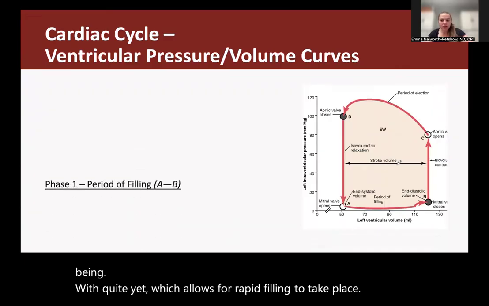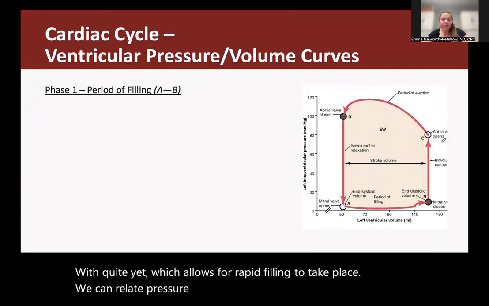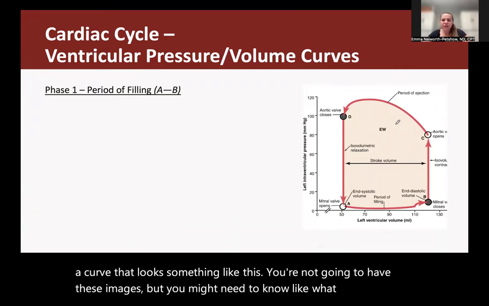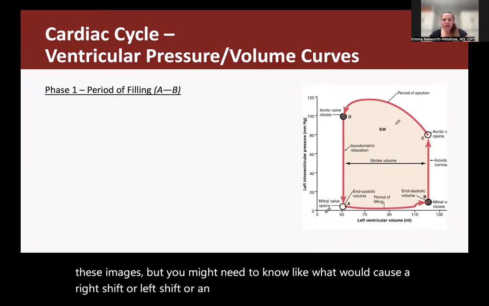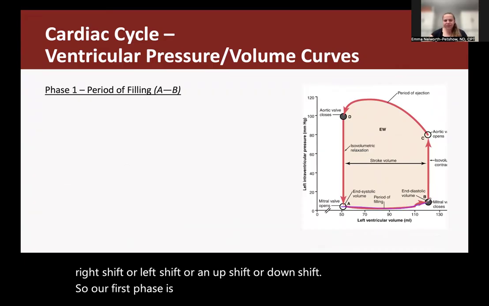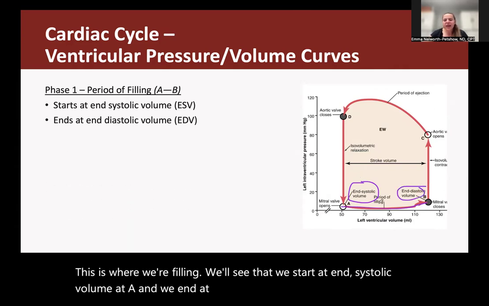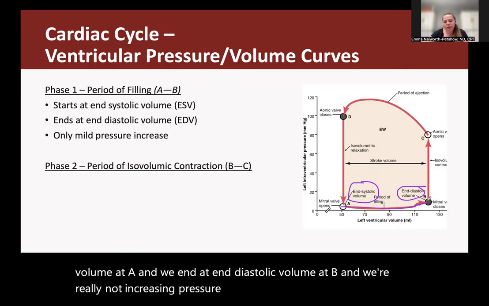We can relate pressure and volume curves together by drawing out a curve that looks something like this. You're not going to have these images, but you might need to know what would cause a right shift or a left shift or an up shift or a down shift. So our first phase is following from A to B. This is where we're filling. We'll see that we start at end systolic volume at A, and we end at end diastolic volume at B, and we're really not increasing pressure a lot. It's only a mild pressure increase.